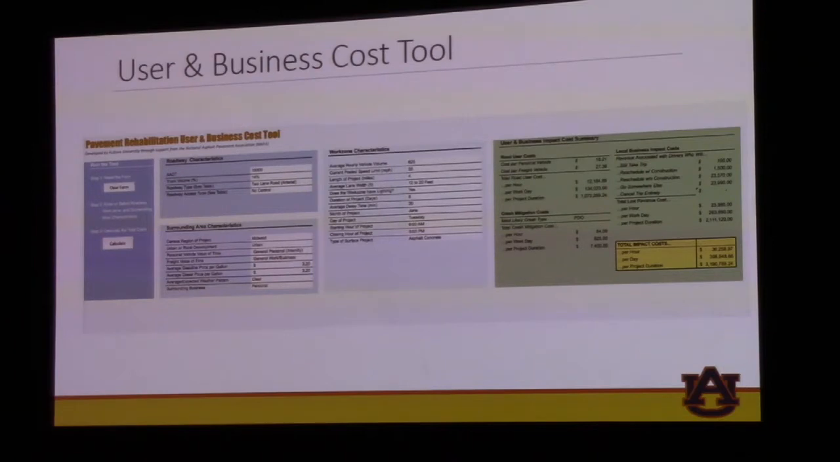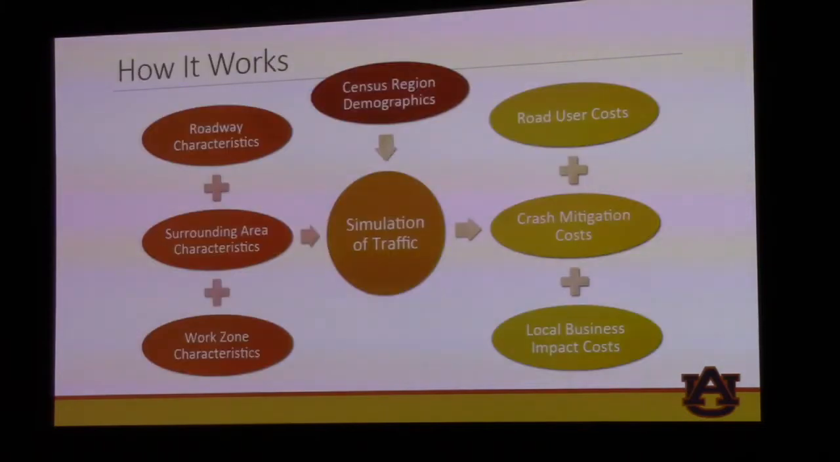And then it actually runs a simulation in the background to figure out all the different people that are going to be moving through a work zone based off the given durations that you have, and it figures out what each of those people are going to do, especially when it comes to those local business impact costs of are they going to continue that trip or just cancel it entirely, and the costs associated with it as well. So the green part of this highlights those pieces. So here's my overview of how it works. We've got those 3 different components of roadway characteristics, surrounding area characteristics, and your work zone characteristics.